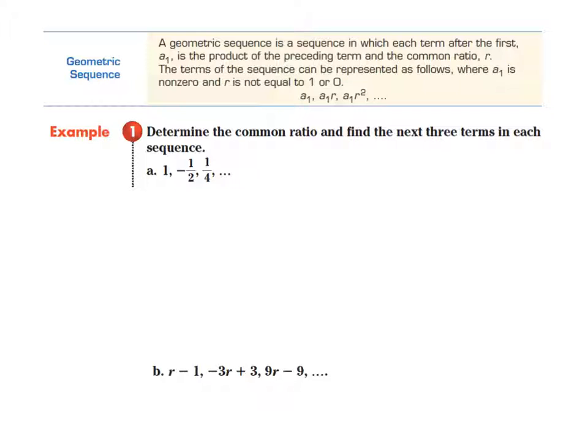So in example 1, it says determine the common ratio and find the next 3 terms in each sequence. So what is the pattern that's going on here? Times -1/2. Okay. So our r, our common ratio, is -1/2. And the next 3 terms would be what? -1/8. Okay. And then 1/16. And then -1/32.